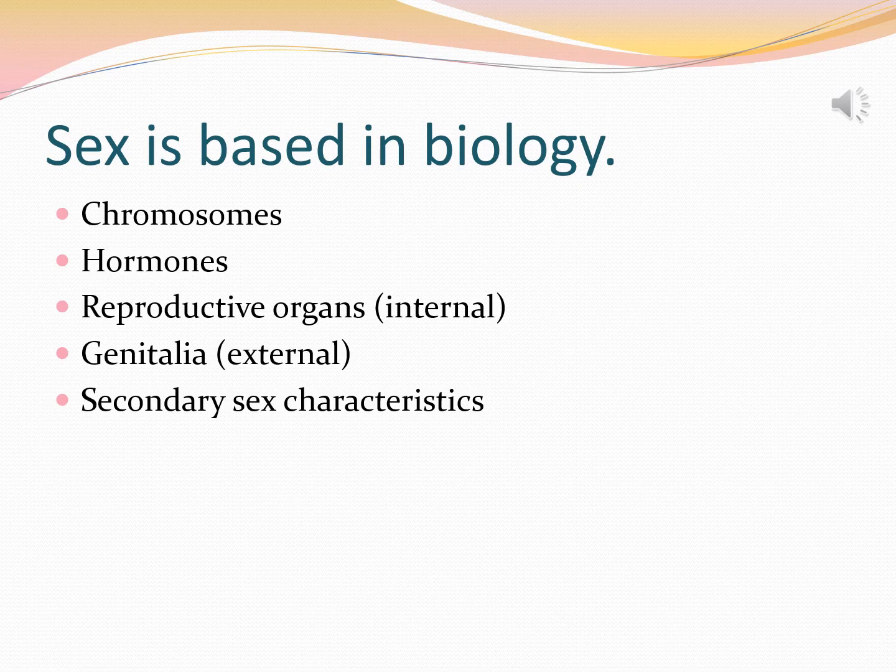This may explain why doctors refer to their patients as males and females. They specialize in human biology. The biological factors that we use to categorize sex include hormones, chromosomes, reproductive organs, genitalia, and secondary sex characteristics. Let's consider each of these.